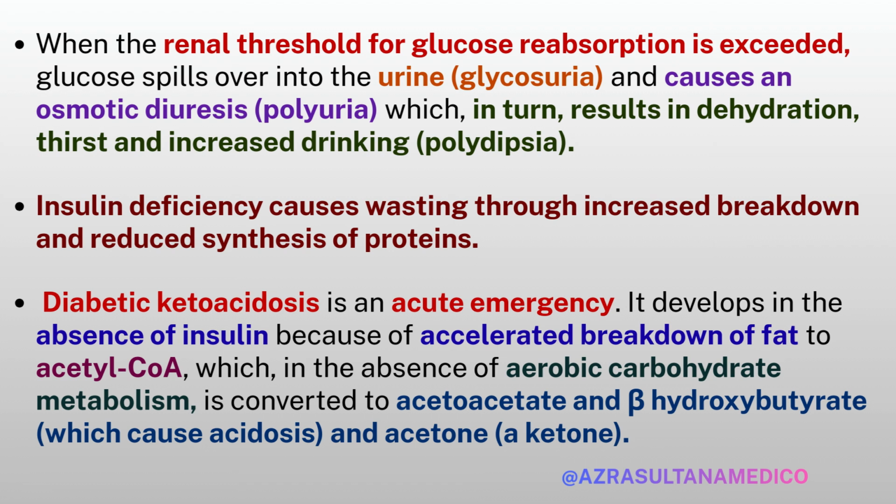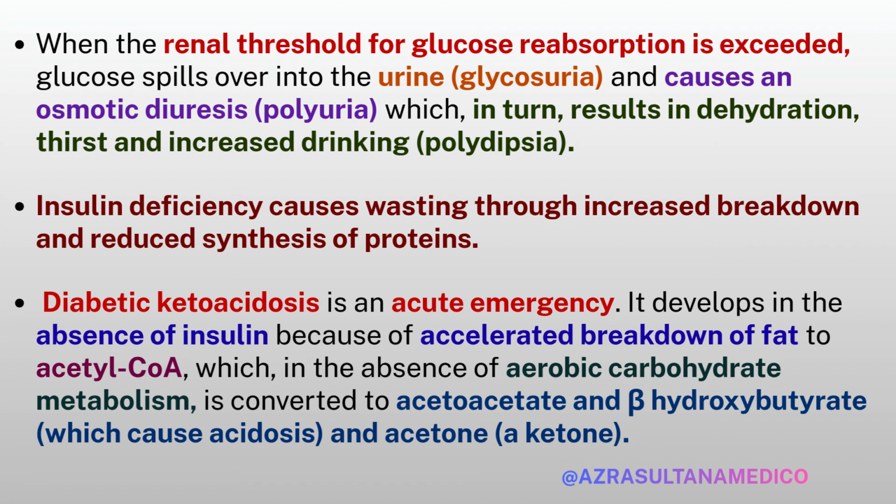At the same time, insulin deficiency has major effects on metabolism. Without sufficient insulin, the body cannot properly use glucose for energy. To compensate, it begins breaking down proteins and fats. Increased protein breakdown and reduced protein synthesis lead to muscle wasting and weight loss. One of the most serious complications of insulin deficiency is diabetic ketoacidosis, or DKA, which is a medical emergency.